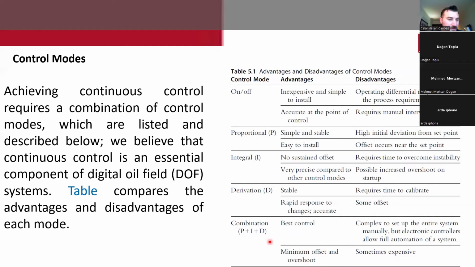All right. So achieving continuous control requires a combination of control modes, which are listed and described below. We believe that continuous control is an essential component of digital oil field systems. And as you can see here, if you want to go for a digital oil field system directly, you will go for combination cases. It's the most expensive, but it's the one that you can control and manage the best.